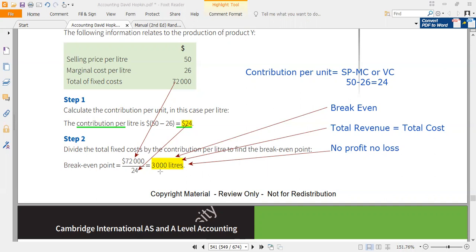The second thing you can understand from break even is that if you make more than 3,000 liters, you will be making profit. And if you produce and sell less than 3,000, you will definitely be making losses. Clear?